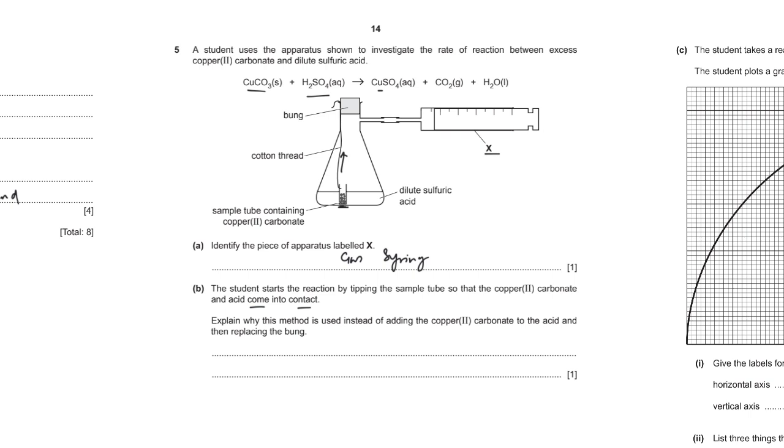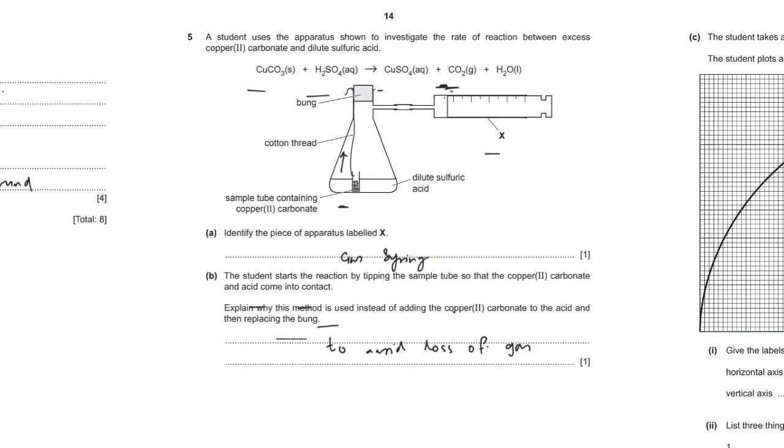Explain why this method is used instead of adding copper carbonate to the acid and then replacing the bung. If you add the carbonate and the sulfuric acid and mix them, and then place the bung, that would cause a loss of carbon dioxide. You are collecting carbon dioxide, you don't want to lose it to the atmosphere. So that's why you use this thread, to avoid loss of gas. No matter how fast you apply the bung, there will still be a chance that some carbon dioxide escapes.